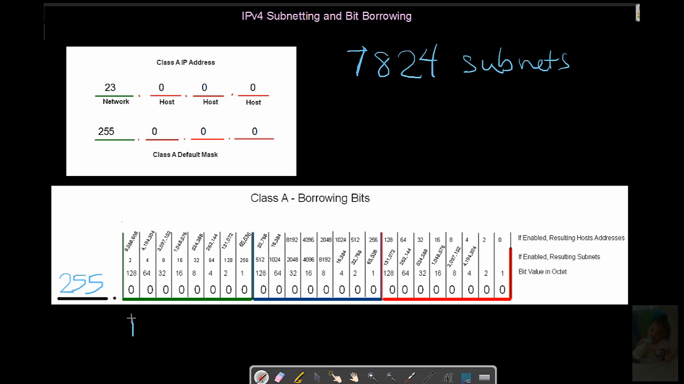Here's what we end up doing. If we borrow this first bit, what happens? Well, we're starting with 16.77 million addresses. If we borrow this first bit and it becomes 255.128, we have created two subnets. Those subnets have 8,388,608 possible hosts inside each one. That's by borrowing the first bit.